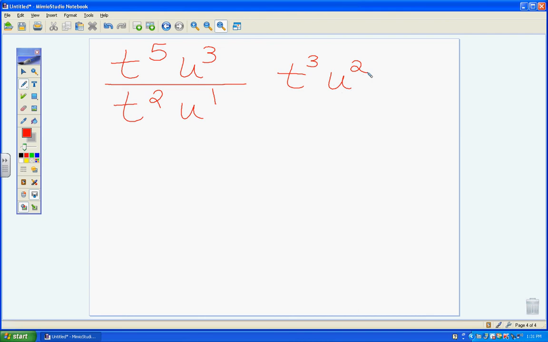So would u to the 2nd go on top or bottom? Top, because that's the bigger exponent. So our simplified form is t to the 3rd, u to the 2nd, or t cubed u squared. We're going to do one like that. Let's get all this down first. Okay.